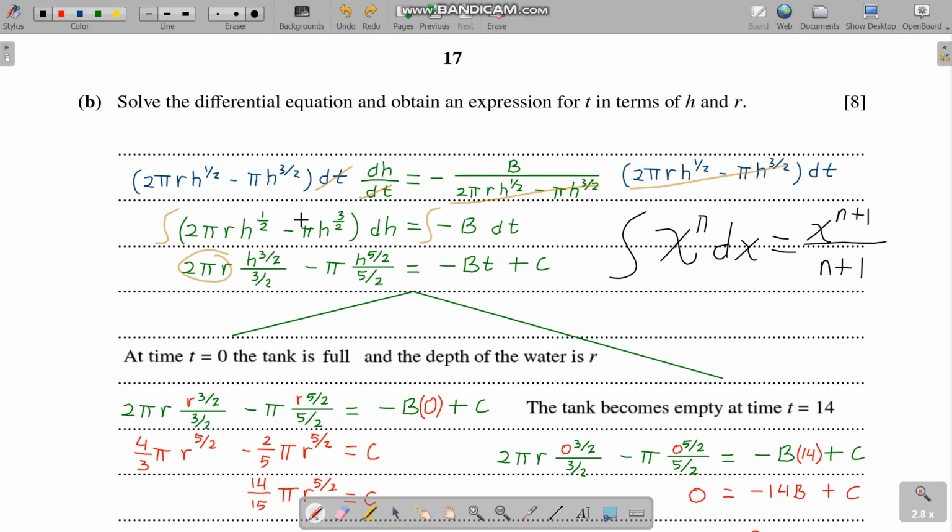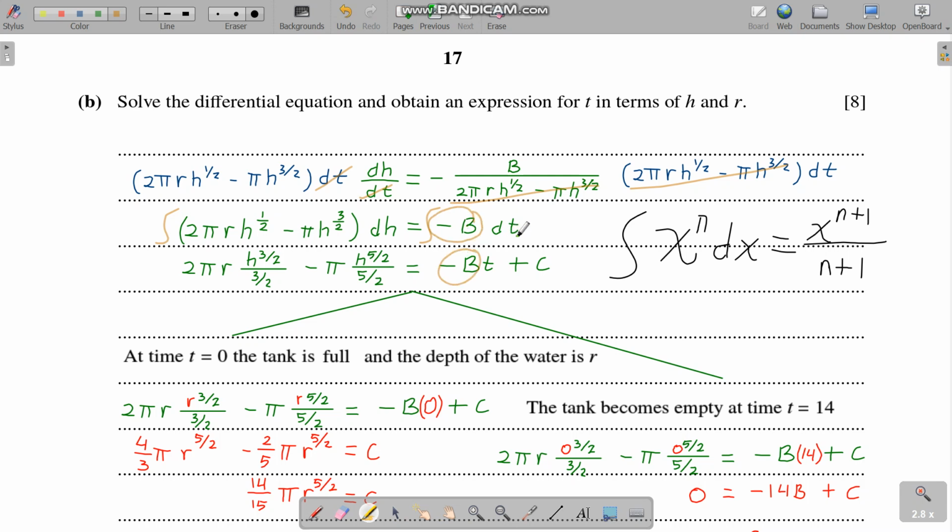Same thing here, the pi is just a coefficient or constant, just rewrite it. And if we apply this formula here, h to the power of 2 over 2 becomes h to the power of this over this. Now we integrate b also. So b is just a constant or coefficient.